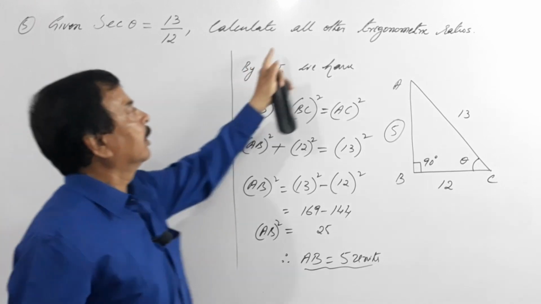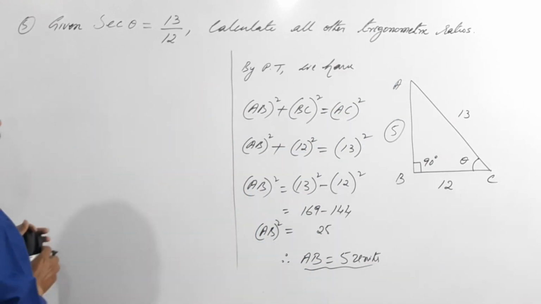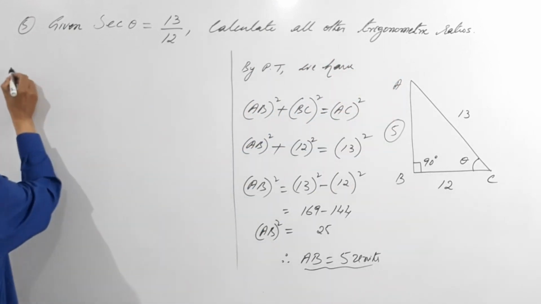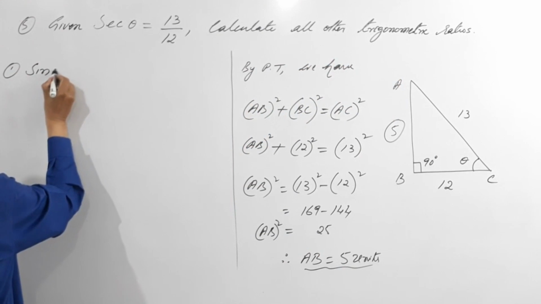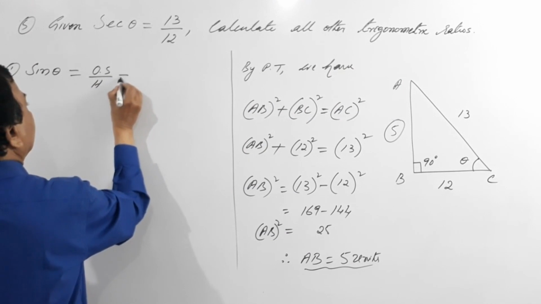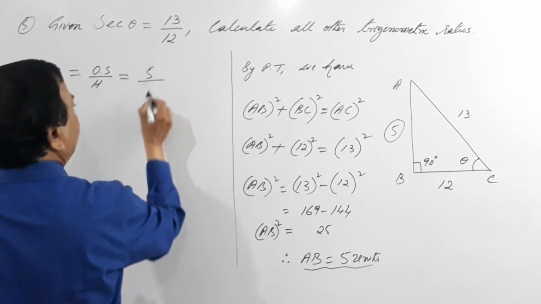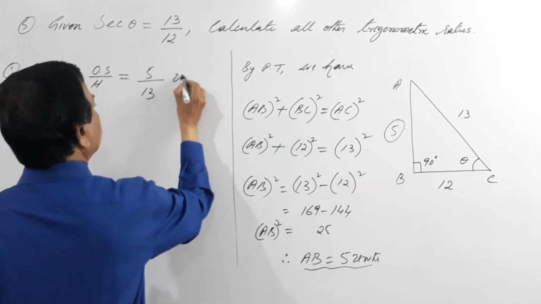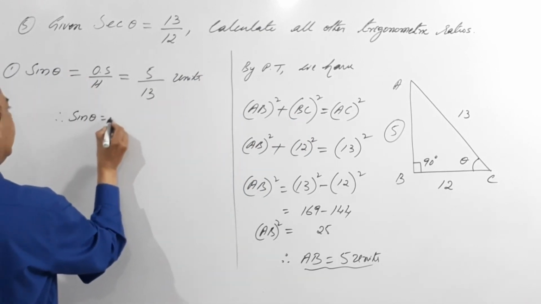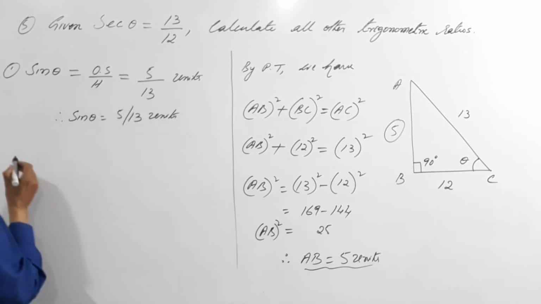First, he wants us to calculate all other trigonometric ratios. We'll start from sin theta. So he has asked you to find all other trigonometric ratios. To begin with, sin theta is what? Opposite side by hypotenuse. What is the opposite side to theta? Opposite is 5. Hypotenuse is 13 units. Therefore, sin theta equals 5 by 13.